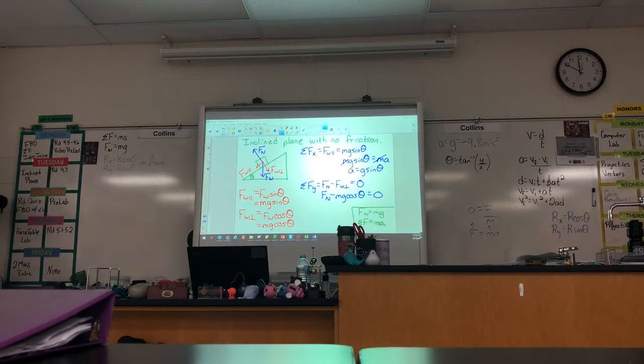Yes, ma'am. For the weight one that was parallel, you said it was positive and not negative because... So the parallel component, when I look at it, it's going down the ramp.